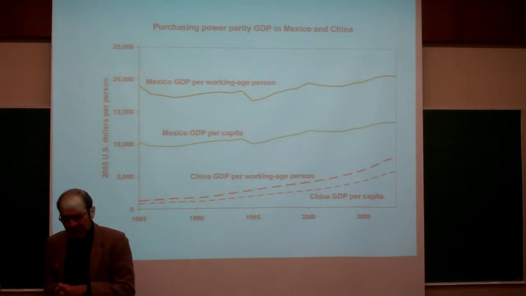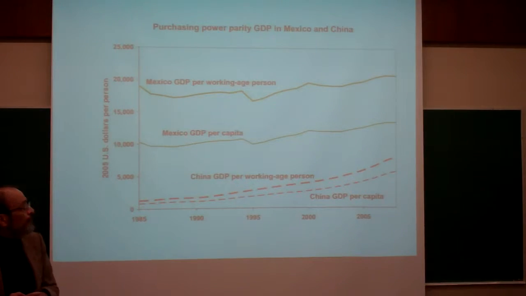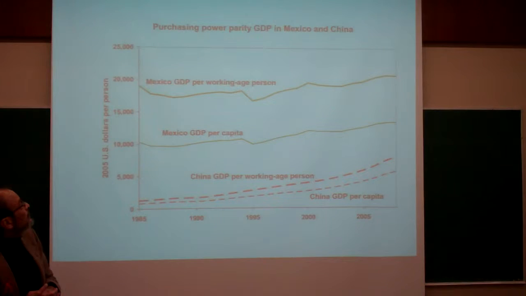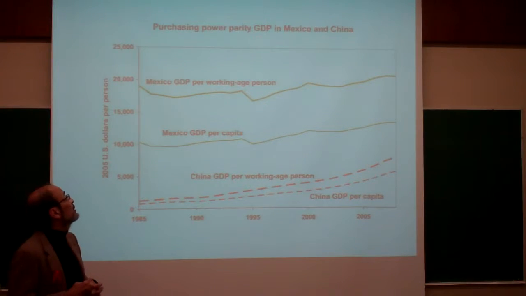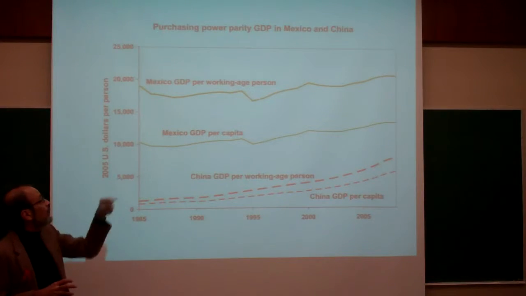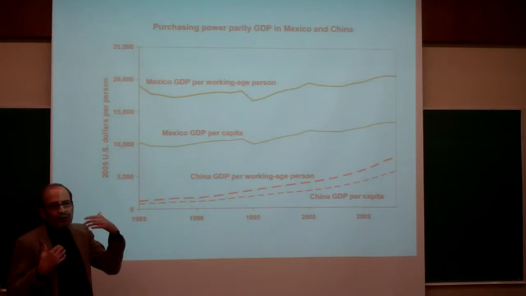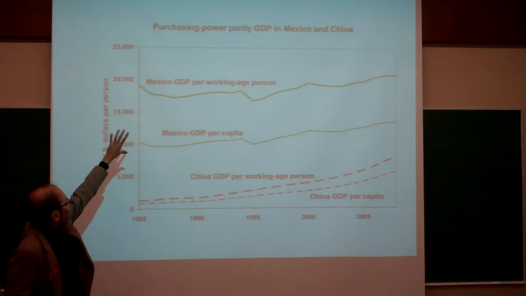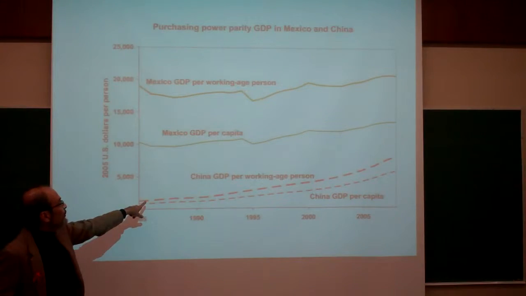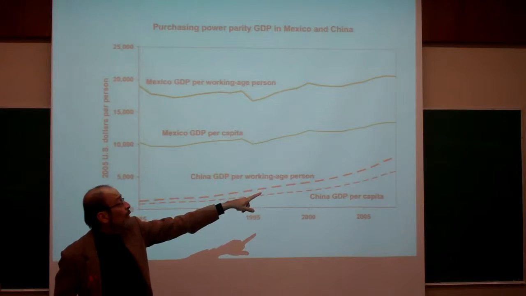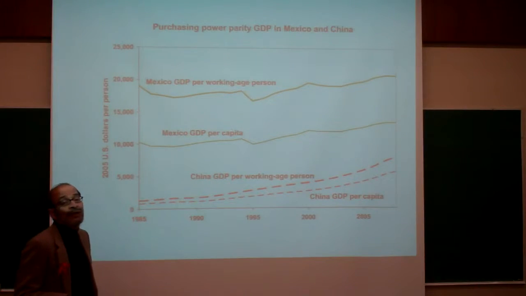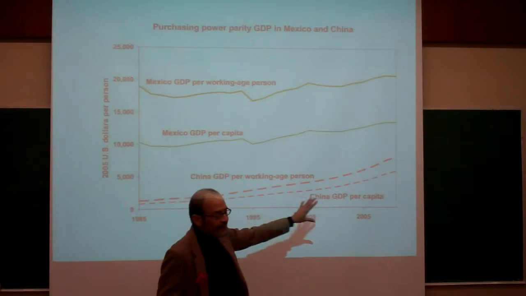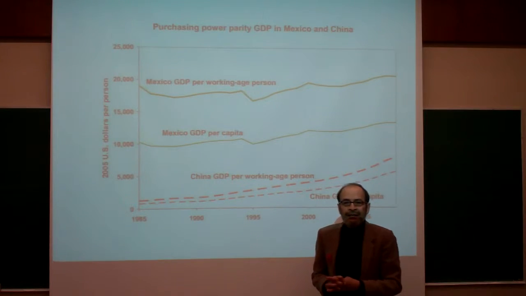So how does China today compare with Mexico? Here's a picture. In the top part, it tells you the Mexican GDP per working age person. The second one, GDP per capita. Obviously, not everybody in the economy works. As a result, there's a gap. And if you compare that of China, you will see that China still has a long way to go in either GDP per working person or GDP per capita to catch up with Mexico. So to say, Mexico has lost the battle with China is a bit premature.